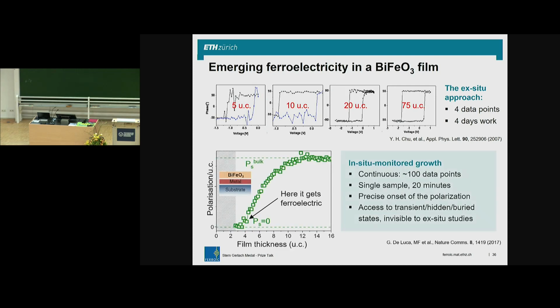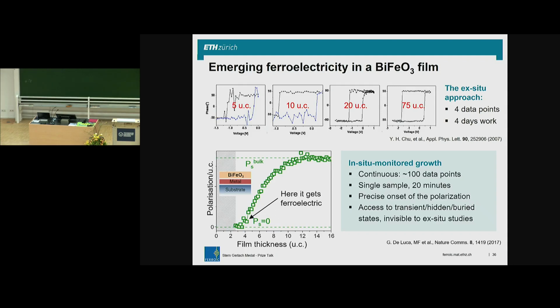It takes us like 20 minutes, we collect 100 data points, and then we see here there's a second harmonic signal emerging. So when you grow bismuth ferrite on some metallic buffer layer onto a substrate, 4 unit cells, that's where the ferroelectricity starts. And it's really so easy in this way. And that's just tracking the growth.